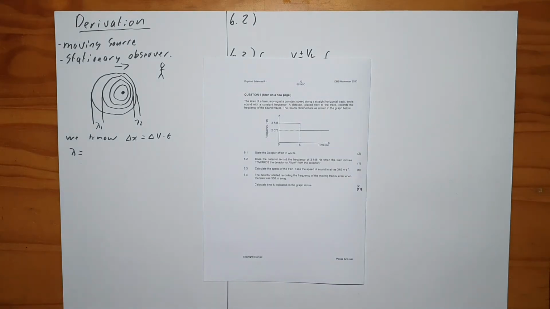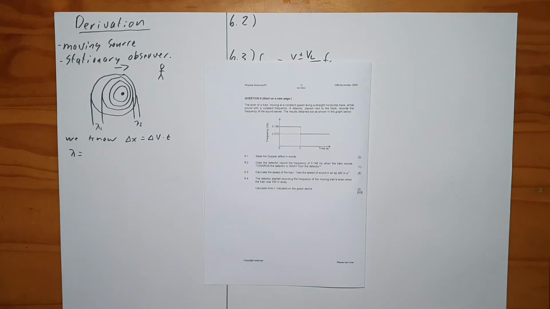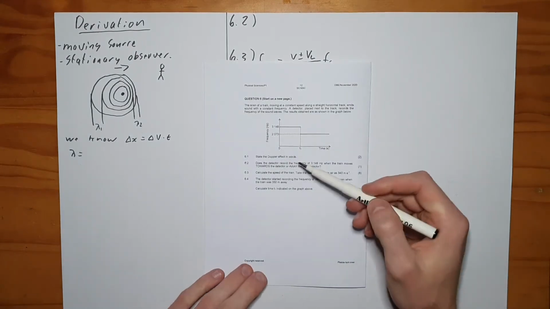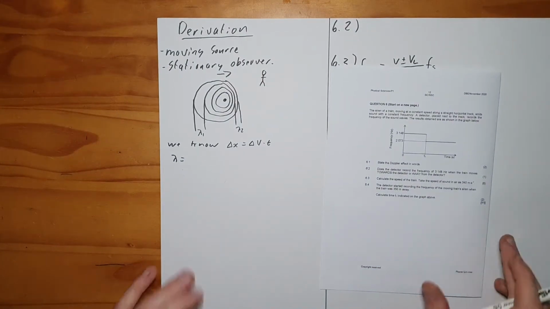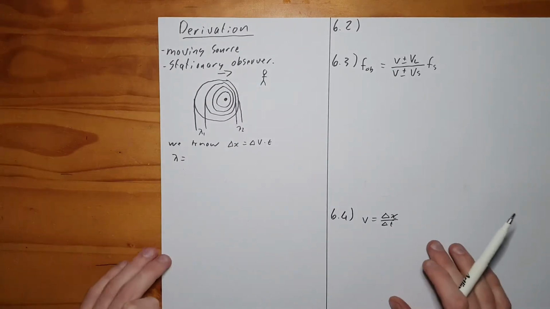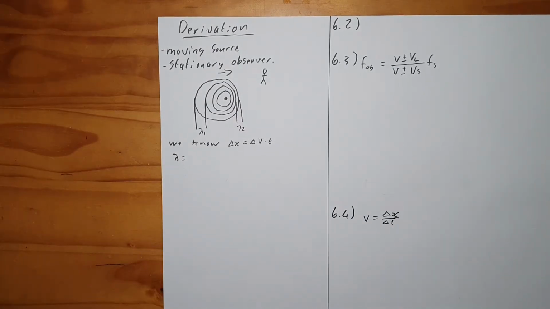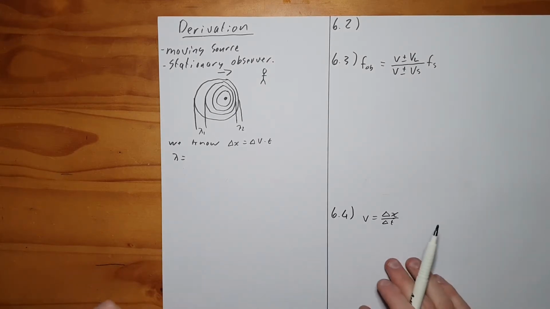Okay. So question 1.1 says state the Doppler effect in words. You can go and look up your definitions for the Doppler effect and write down your definition. But what I first want to do is a quick derivation of the Doppler effect for a moving source. I think it's nicely shown this way, and understanding the question helps a lot.